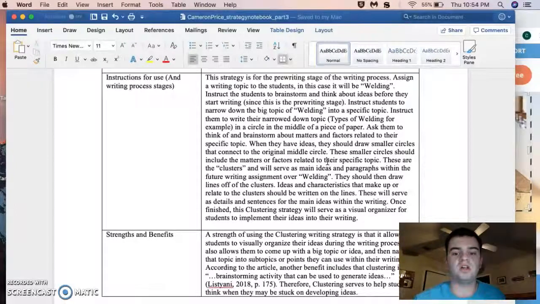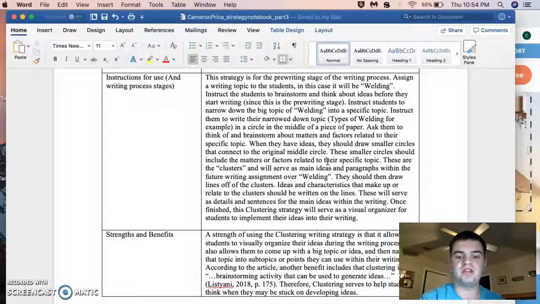And then once they have these circles that relate to the matters or factors related to the topic, these are known as the clusters, and they serve as the main ideas or the paragraphs within the future writing assignment. So the specific topic would be the topic or overall idea of the paper, and each cluster that's drawn to the middle circle would be the main ideas or points or paragraphs within the draft down the line.